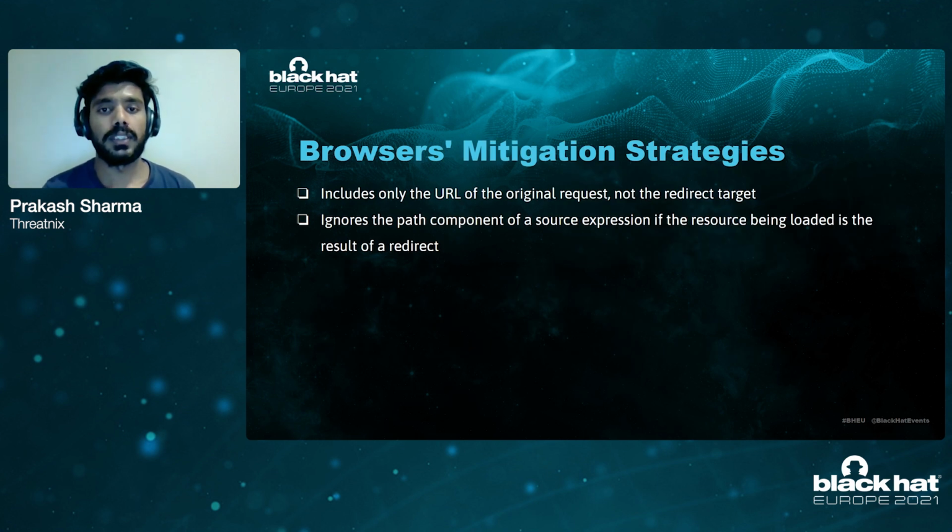Browsers also have some mitigation strategies in place to avoid such leaks, though the strategies, however, are specific to CSP. We have something coming up that the strategies do not cover, so for now, let's just briefly go over that. The violation report now includes the URL of the original request, meaning we only get what we already know. Furthermore, browsers ignore the path component of a source expression if the resource being loaded is the result of a redirect. This is to prevent leaking of path information, which was demonstrated in Mike's post. The spec also gives an example for easier understanding, but we'll leave it at that.